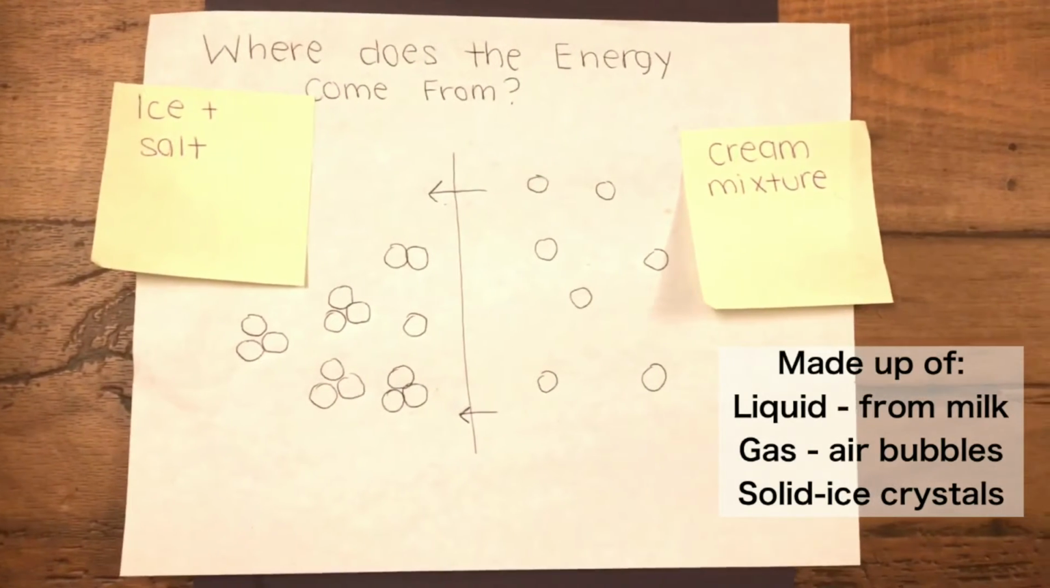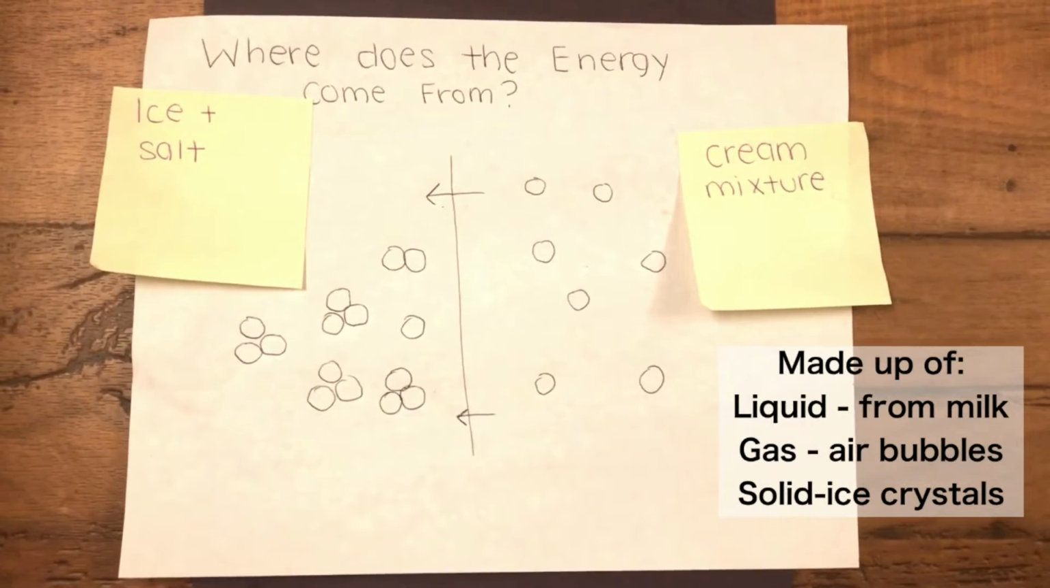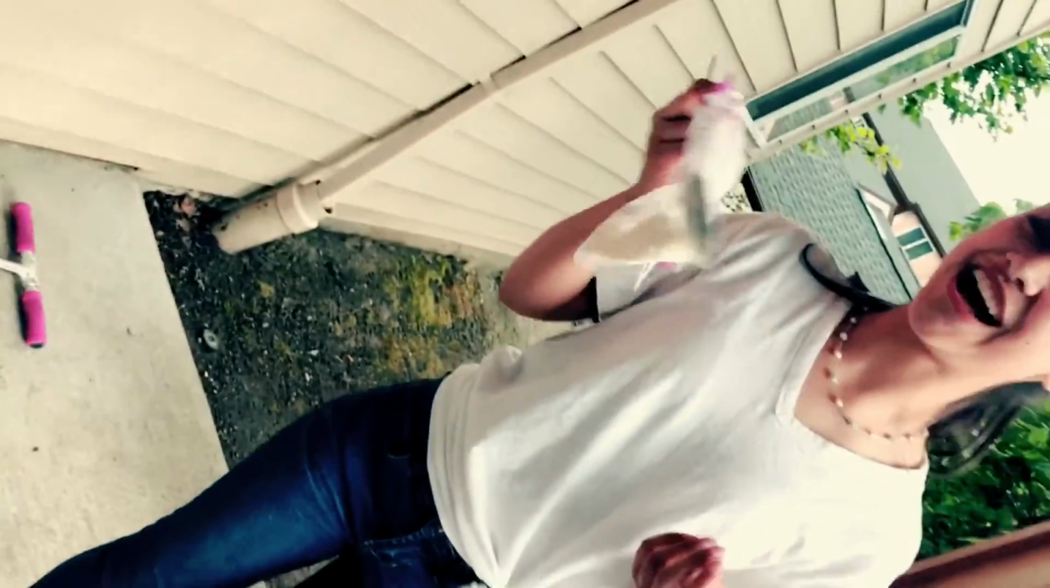The ice cream is made up of liquid from the milk, solid from the ice crystals, and gas from the air bubbles. This whole process creates some yummy ice cream. This is the best ice cream I have ever tasted.